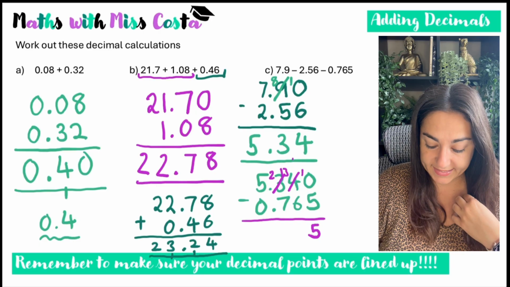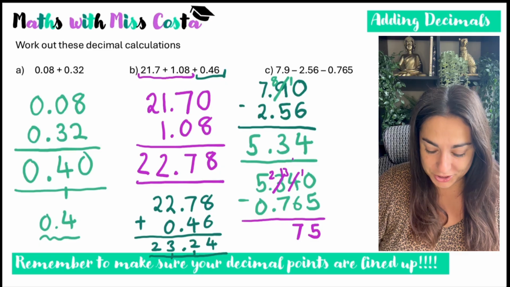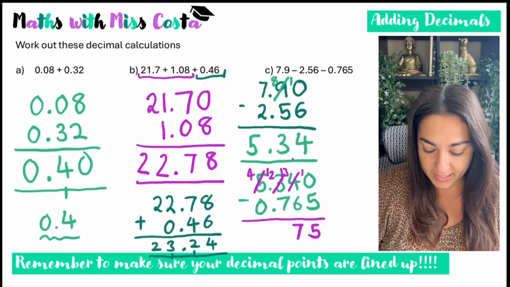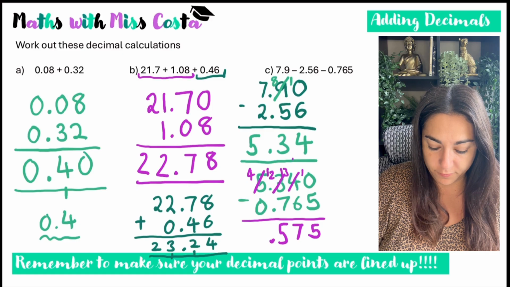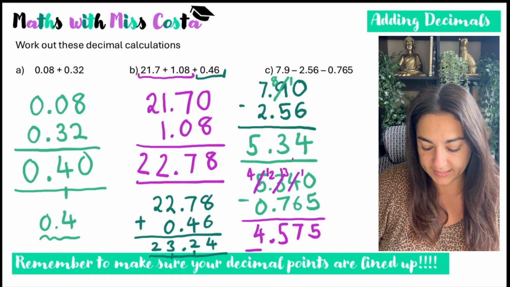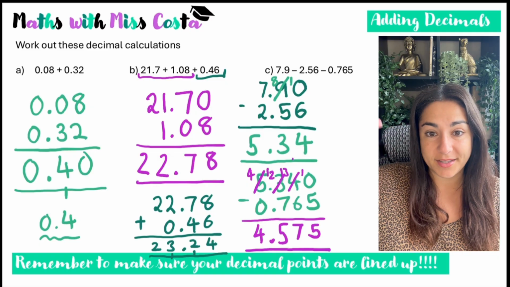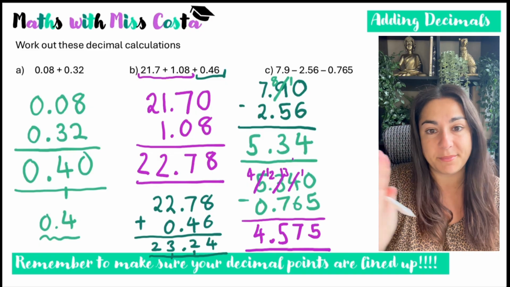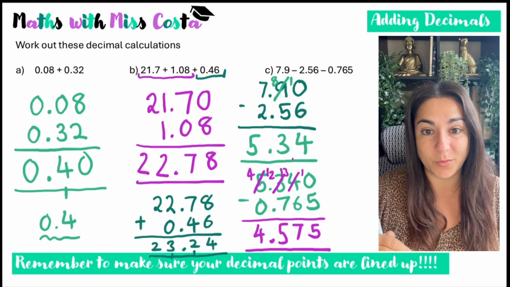13 take away 6 is going to give me 7. 2 take away 7, again, I can't do, so I'm going to borrow from next door, and that's going to become 12 take away 7, which is 5. And then 4 take away 0 is 4. So a slightly tricky one, but remember, if you run out of digits, just add a 0 so that you're subtracting from 0, because you need to maintain the same place value, and make sure that your decimal points are lined up.